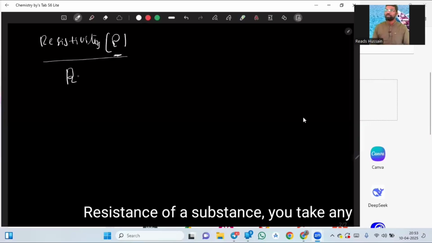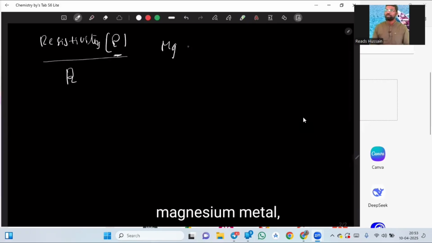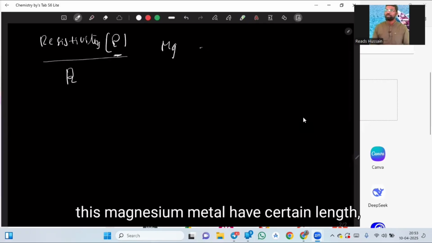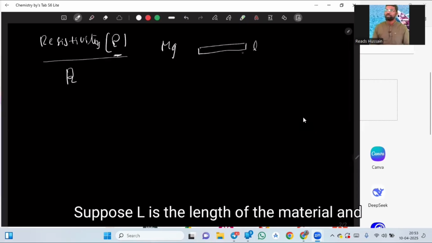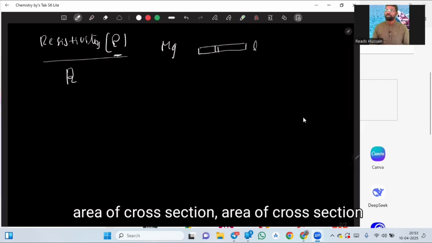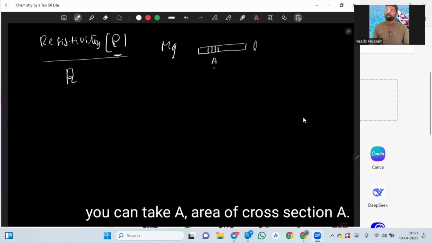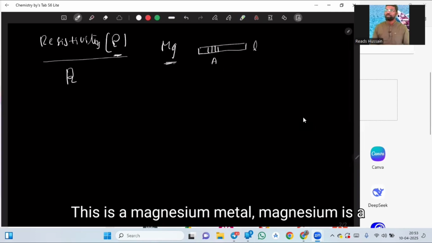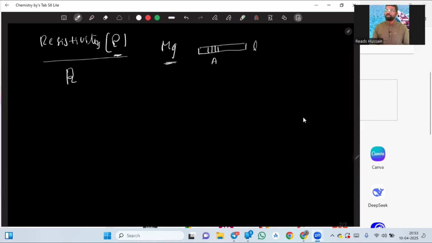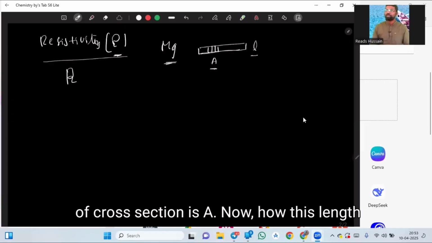Resistance of a substance. You take any substance. Say for example, if you take magnesium metal, this magnesium metal has a certain length of the material. Suppose L is the length of the material, and the area of cross section is A, capital A or small a, whatever you want. This is a magnesium metal. Magnesium is a metallic conductor. The length of the material is L and its area of cross section is A.